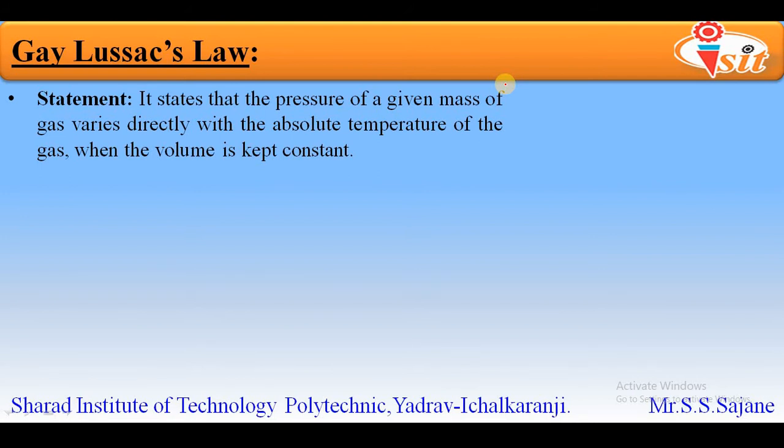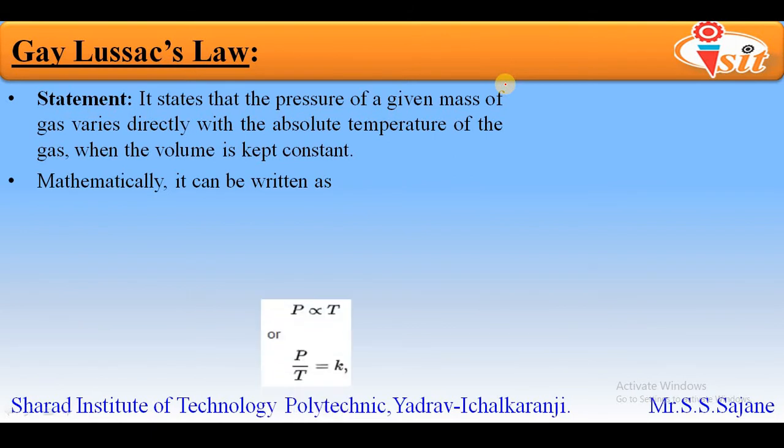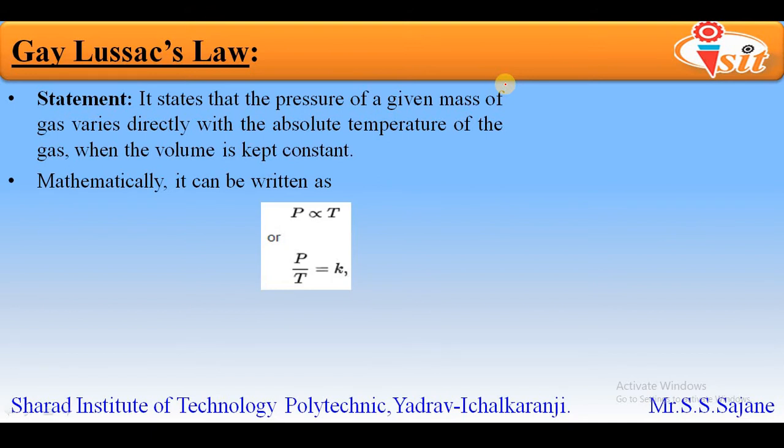Again, just like the other laws, that is Boyle's law and Charles' law, we can also remember this law by using the mathematical expression. Mathematically we can write Gay-Lussac's law as follows: P is directly proportional to T, where P is the pressure of the given system, whereas T is the absolute temperature. We can rearrange this expression as P divided by T is equal to K, where K is nothing but a constant.